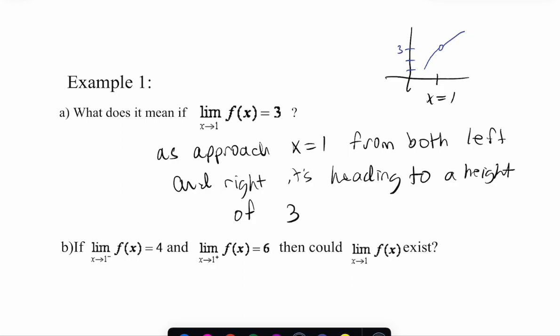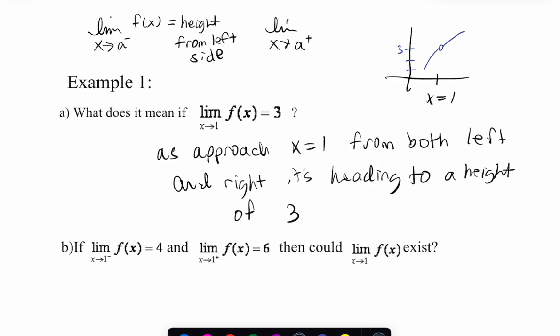Now, some new notation for you. I'm going to write this notation at the top. If we say the limit as x approaches a, and we put a little minus there, that notation means we are looking at the height from the left side. Negative should indicate a little bit less than what I am approaching. If I put a little plus sign next to the value a, that is the height from the right side.